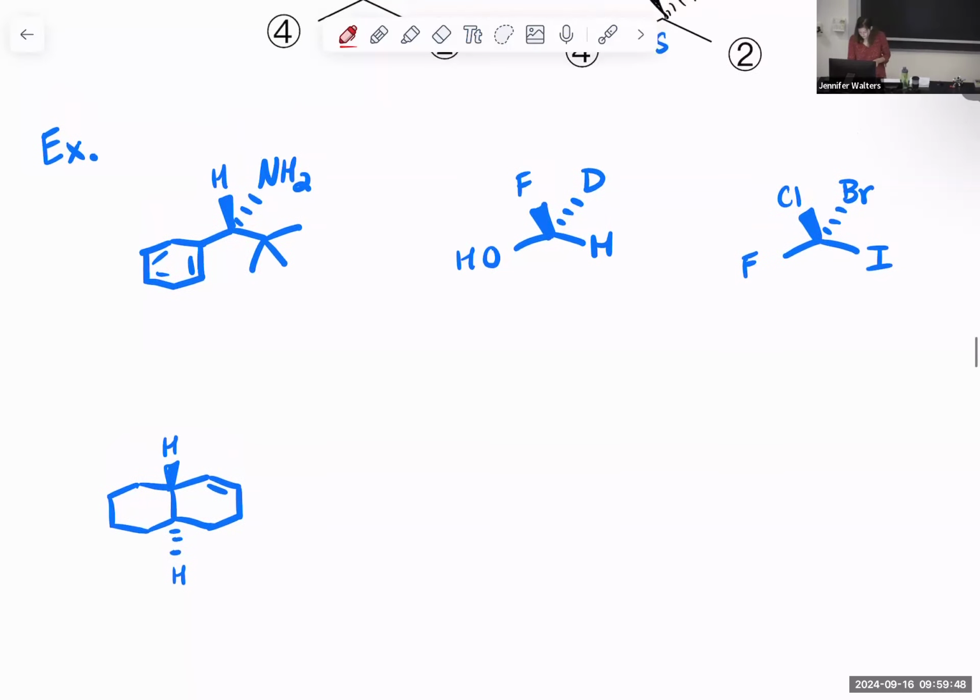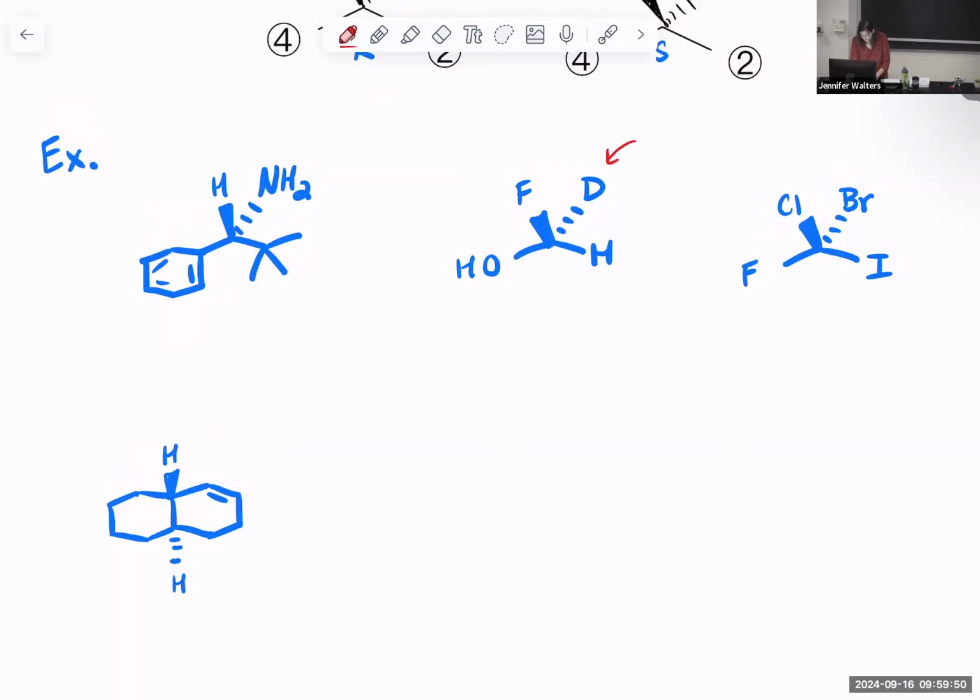Oh, yeah. D is deuterium. That's our isotope of hydrogen. It's hydrogen with an extra neutron. So it is going to be a higher priority than hydrogen, because you do atomic numbers first, and then you do atomic mass as a tiebreaker if you're looking at isotopes.